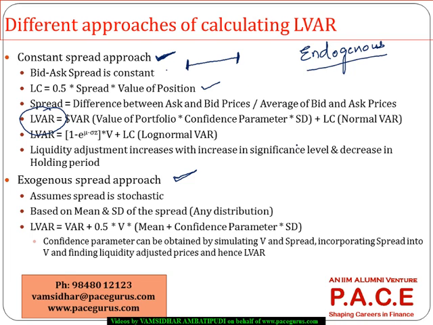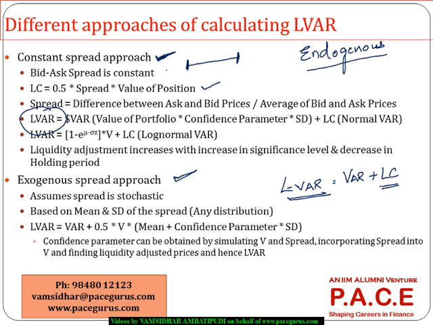So LVAR is nothing but, in simple terms, the VAR plus liquidity cost. Now for this example, I have got my liquidity cost as somewhere around 1.25 million. Now what I will try to find out is the LVAR. The moment I know my VAR, I'll add the liquidity costs and compute the liquidity adjusted VAR.